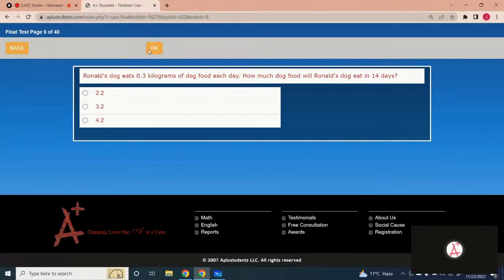So it would be 0.3 times 14, and the correct option is 4.2. Just select the correct option, then click on the OK button.